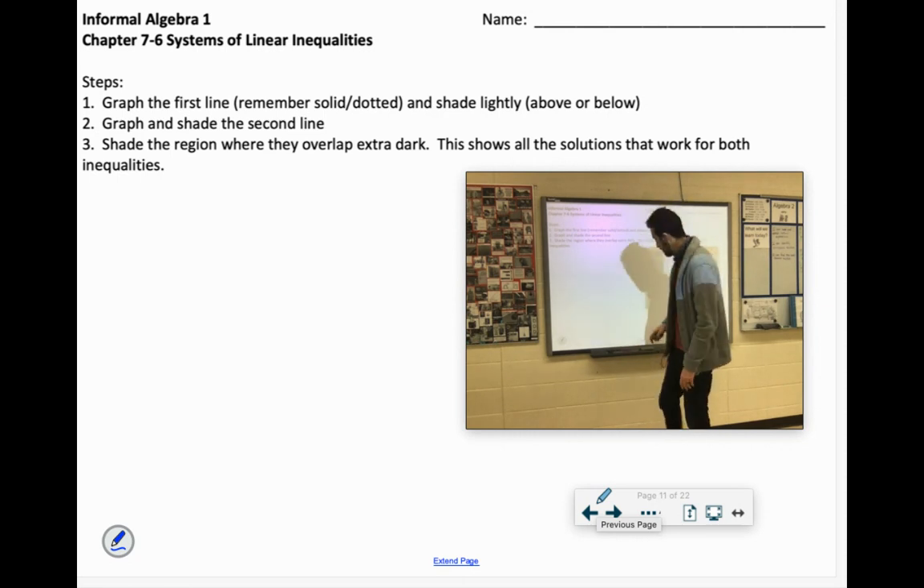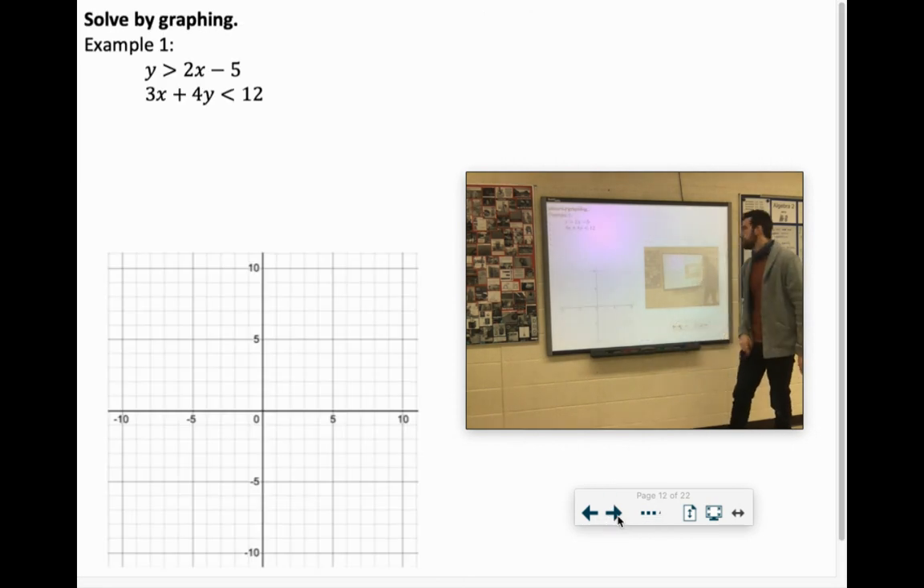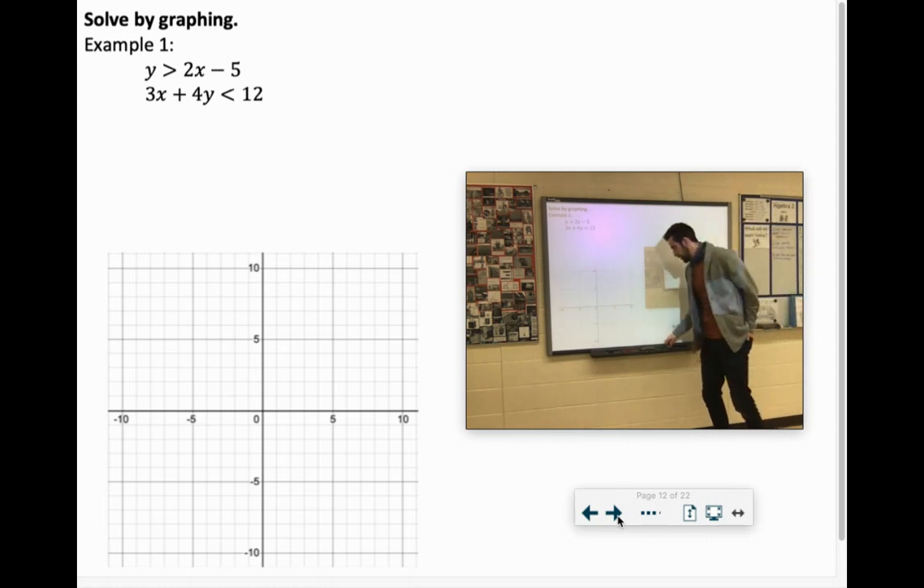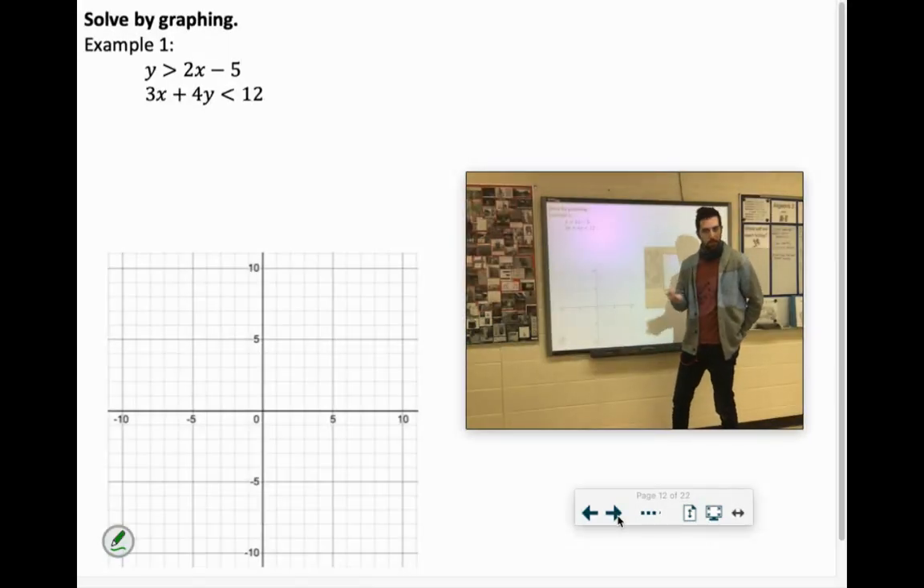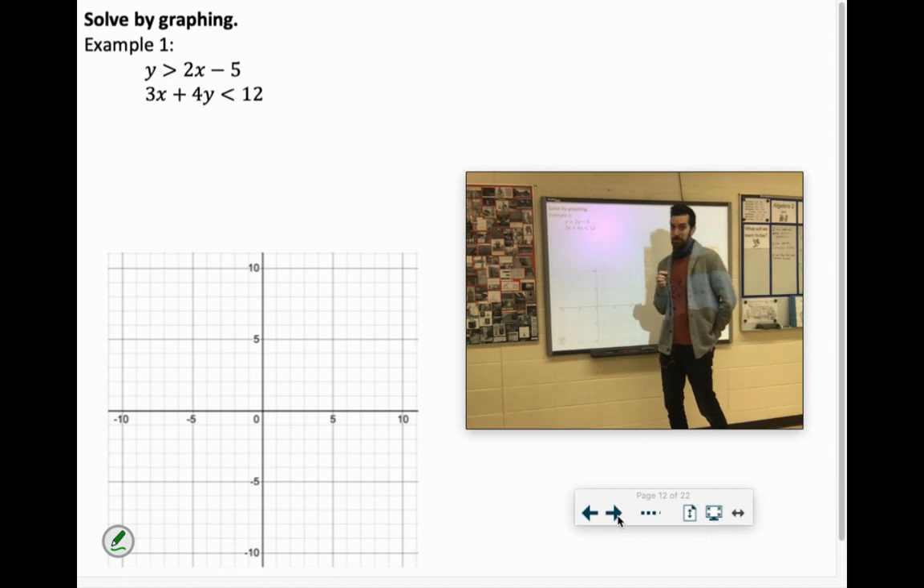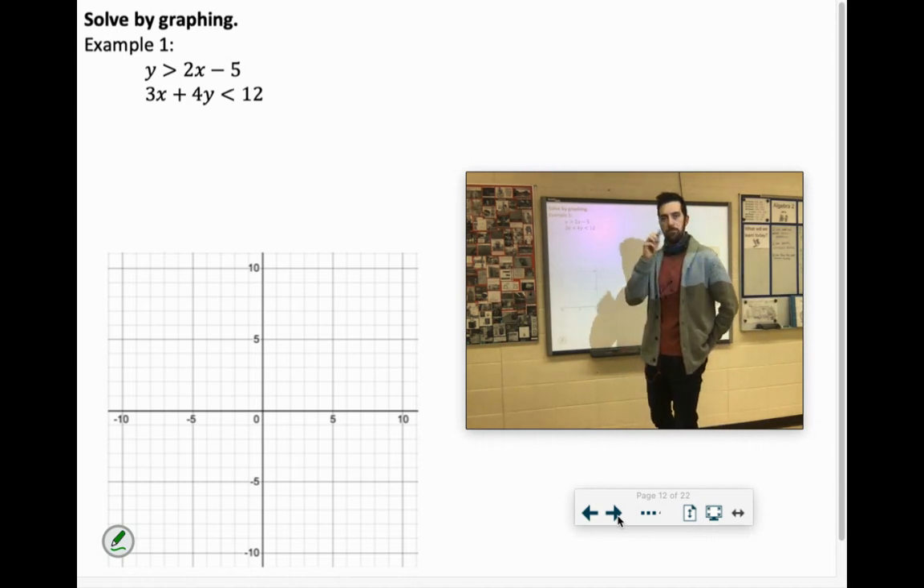Let's do it. Okay, here we go. Y is greater than 2x minus 5, and 3x plus 4y is less than 12. Both lines will be shaded in black. We'll do the first one in green, second one in blue, and then we'll shade where they overlap in red. But with your pencil, I would shade really lightly and then really dark where they overlap.